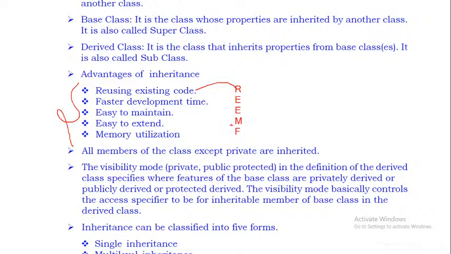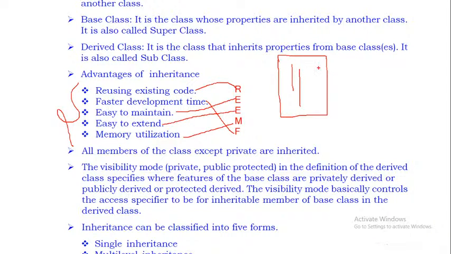Faster development time, easy to maintain, easy to extend, and memory utilization. See, I'm explaining to you. Reusing existing code means, suppose you are writing one program. The same program data will be used in some other application. So no need to write the entire code again and again. We are taking this code and calling it in another program. So that is reusing code.